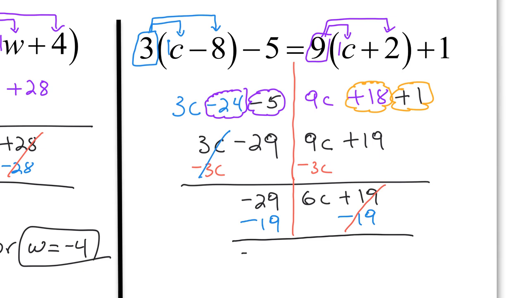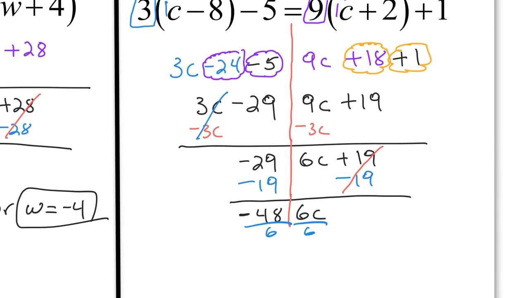And we get negative 48 on the left side. Let me just bring this one down. 6c on the right side. And moving on to step number 3, you isolate the variable. So I am going to divide by 6 here. Divide by 6 over here. Let me just move this a little bit up.